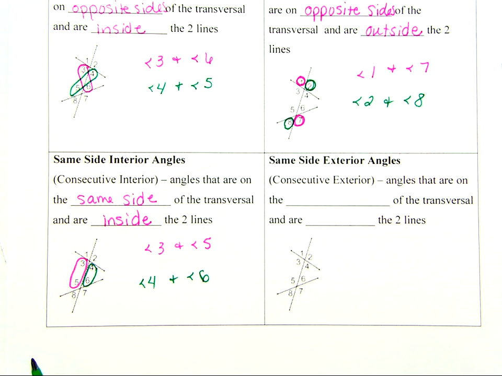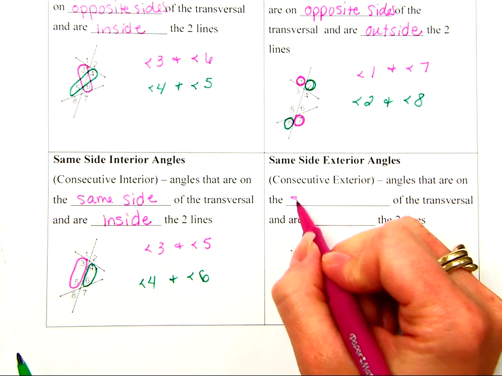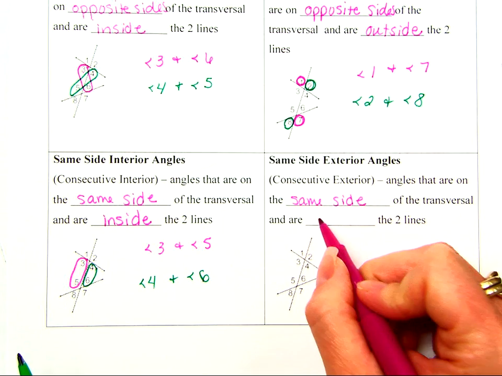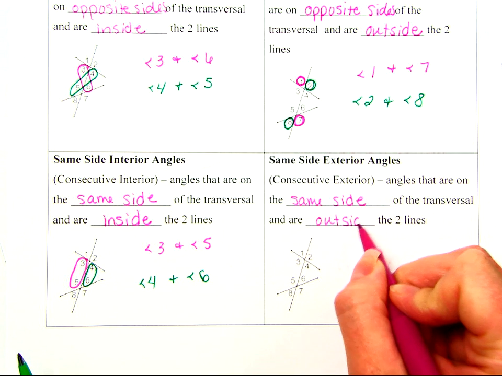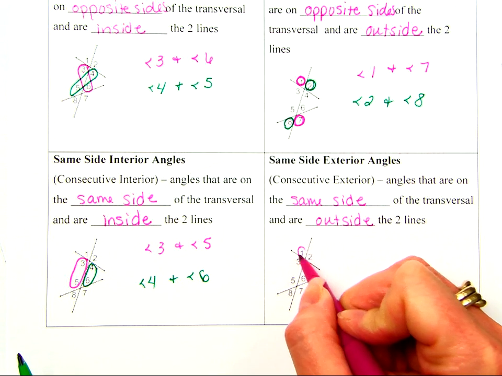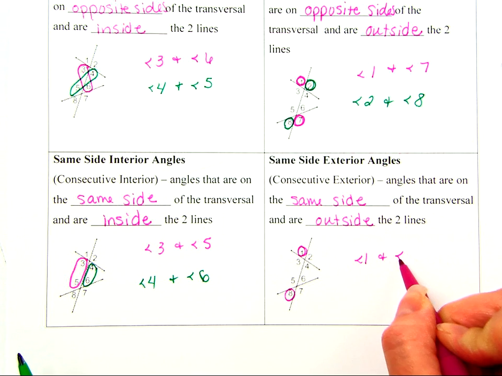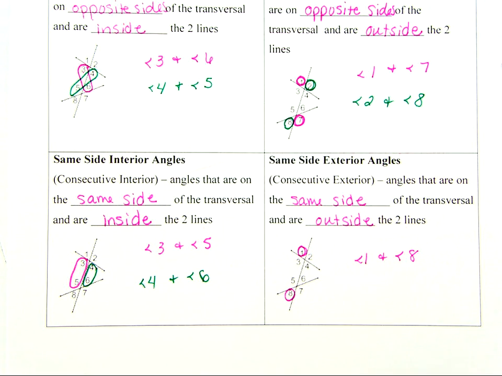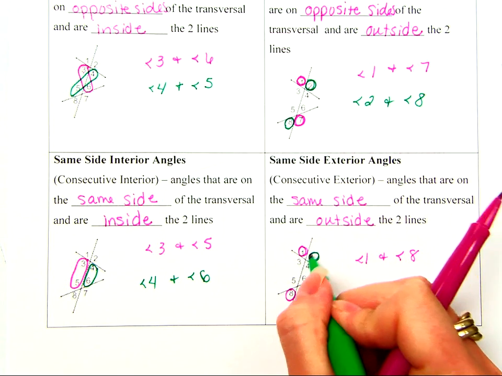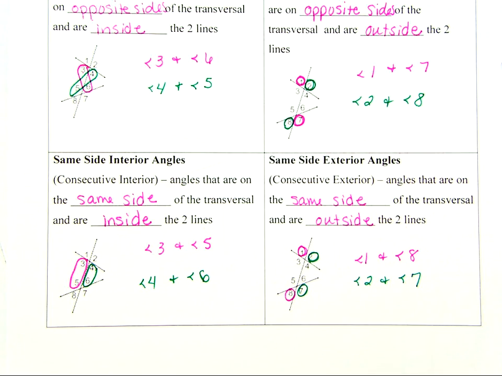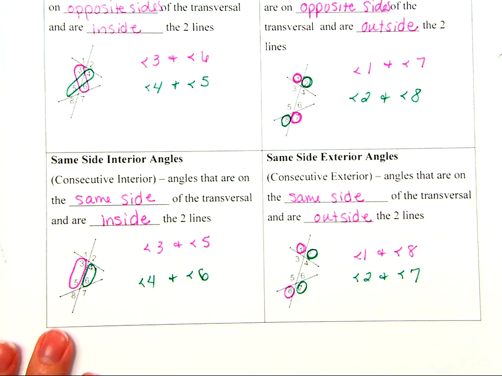Similarly, same side exterior may be called consecutive exterior. They are going to be on the same side of the transversal, but on the outside of the two lines. And so here, my angle 1 and my angle 8 would be same side exterior. Likewise, angle 2 and angle 7. So those are all the different types of angle pairs, and we're going to work on identifying some angle pairs.